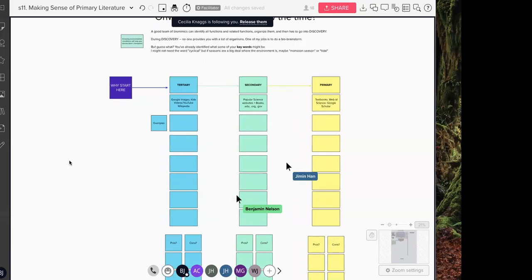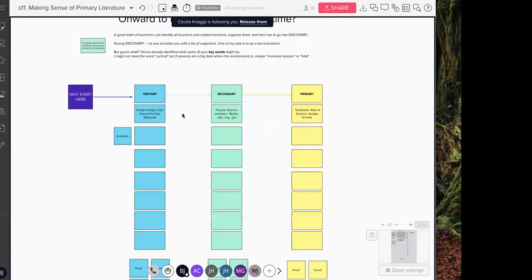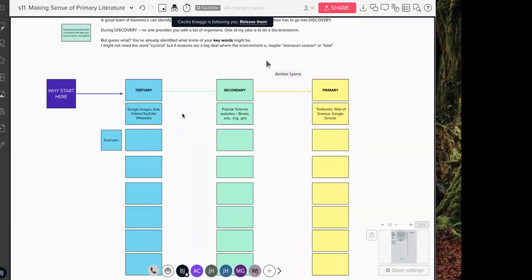So what I am going to classify this, and hopefully some of you have come across this in middle school, high school. I'm going to start with the tertiary stuff: Google Images, kids videos, YouTube, sometimes Wikipedia. Then I'm going to go to secondary stuff. So I've got a decent grasp on it.